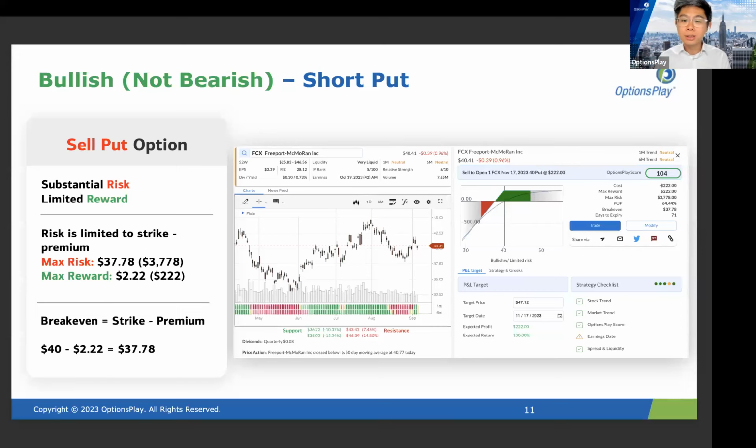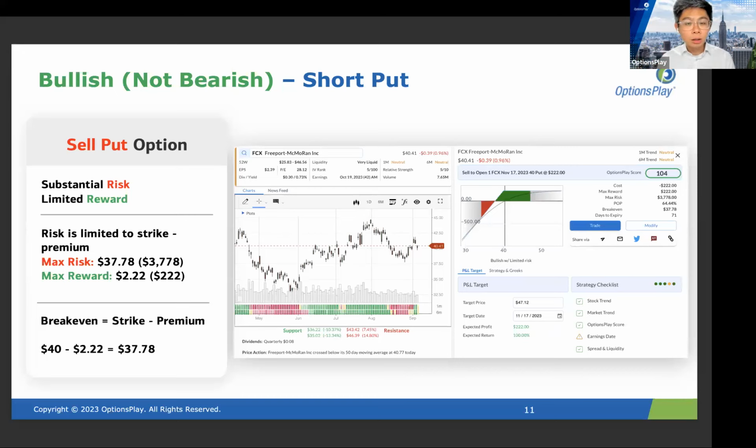Because $2.22 may not sound like a whole lot on a $40 stock, but when you put it in yield percentages, you realize it's substantially higher than what you can get in income almost anywhere else in the market. And that's why selling option strategies is actually one of the most popular strategies amongst institutional investors, because when they're managing large amounts of capital, $2.22 across hundreds of thousands of shares, millions of shares adds up to a huge amount of income.